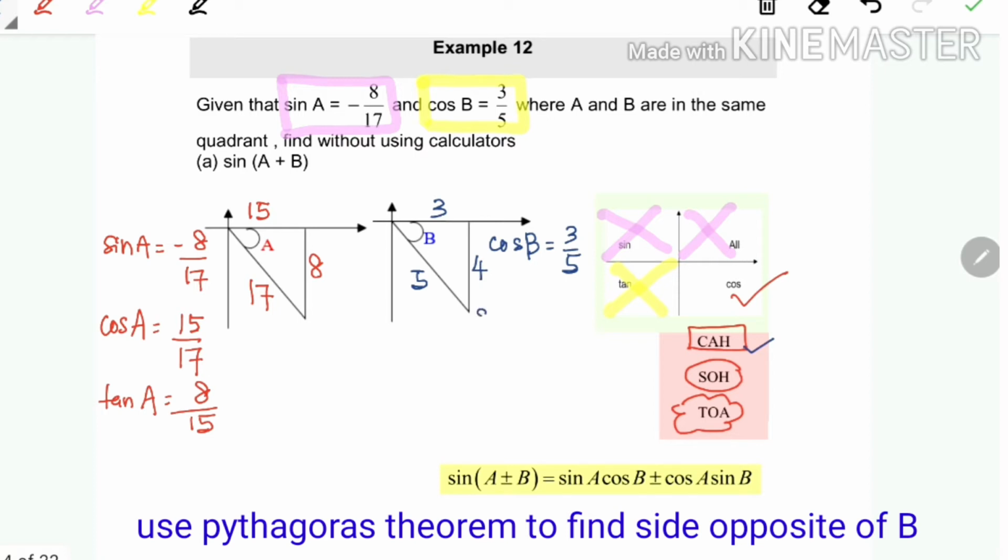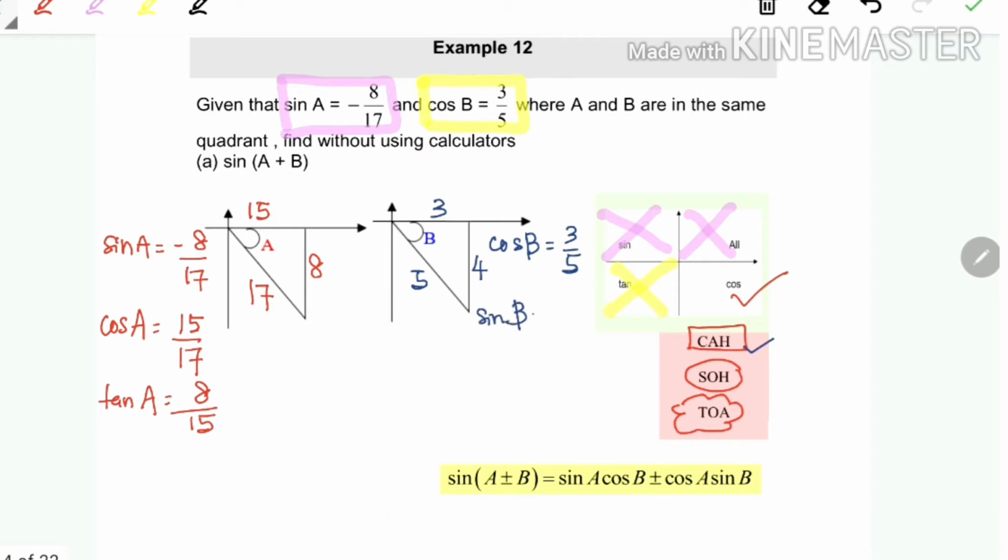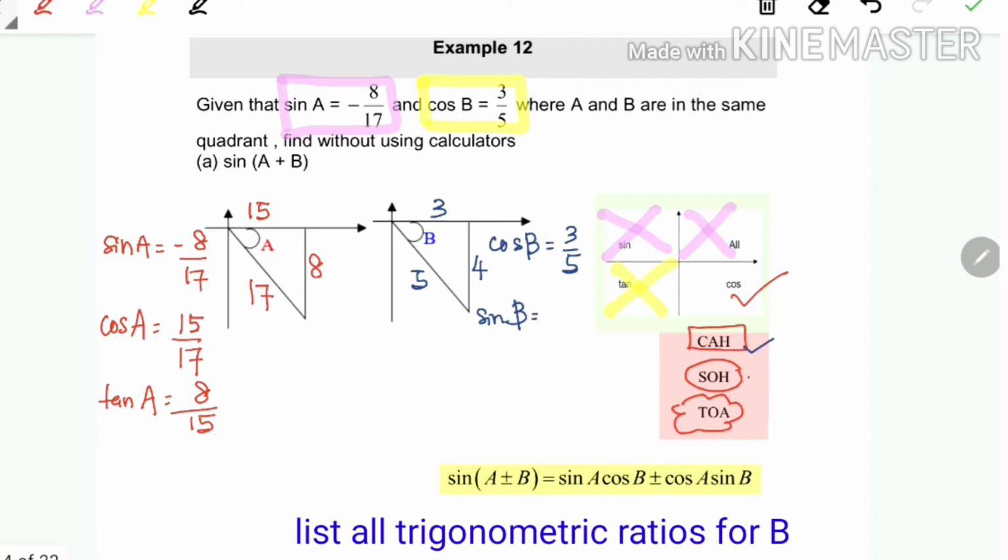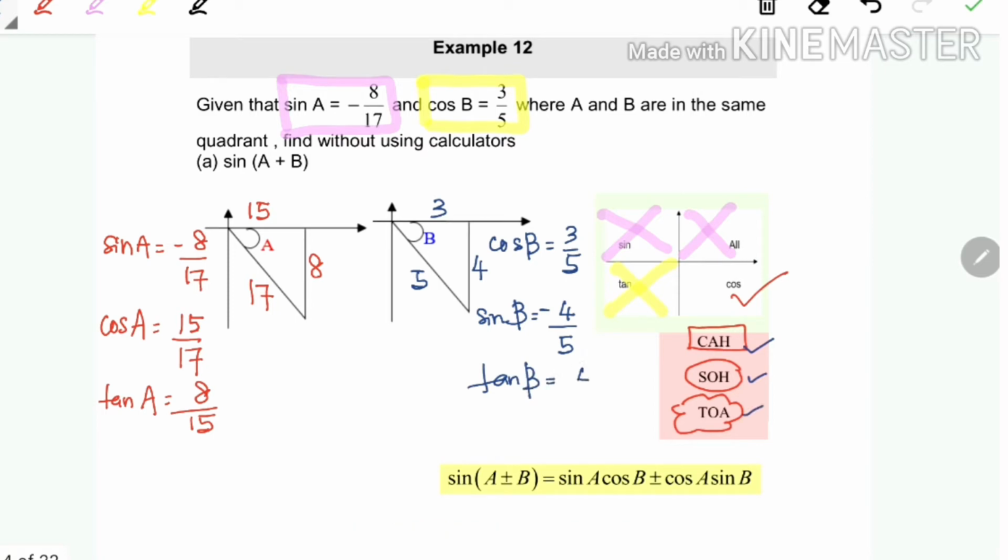Let's complete for sine B. Sine B equals the opposite, 4, divided by the hypotenuse, 5. But we need to put down the negative because it's the fourth quadrant. Next, we can obtain tangent B. Tangent B is opposite, which is 4, divided by adjacent, which is 3. And we have to put down the negative because it's the fourth quadrant. Alright, let's solve for the first question.